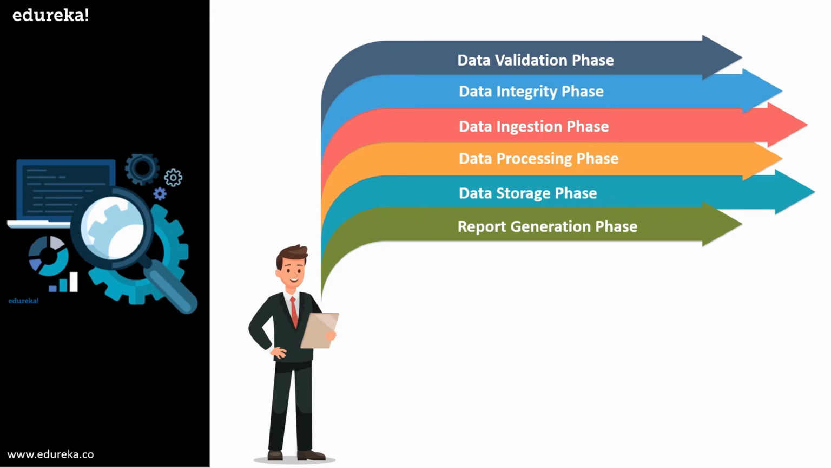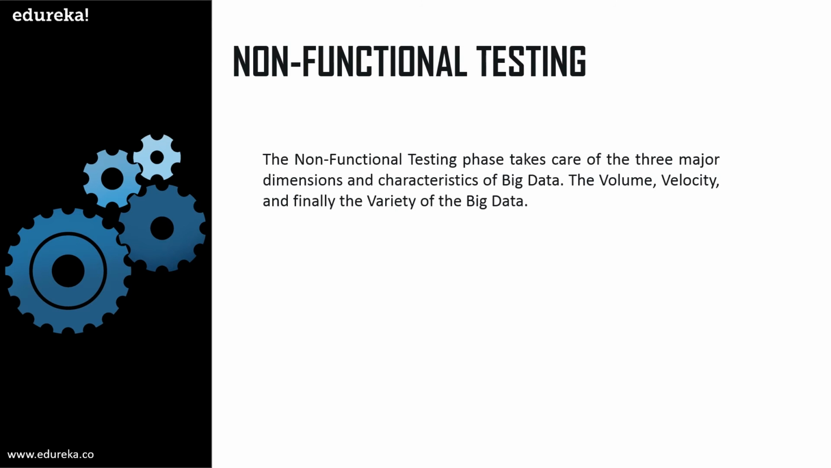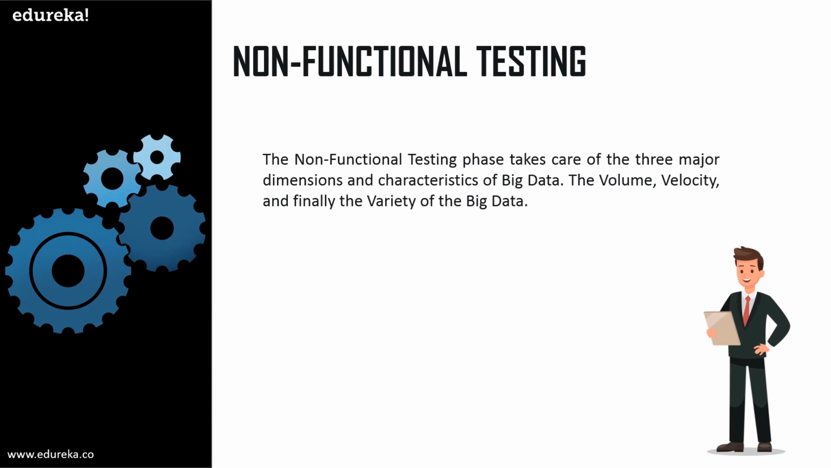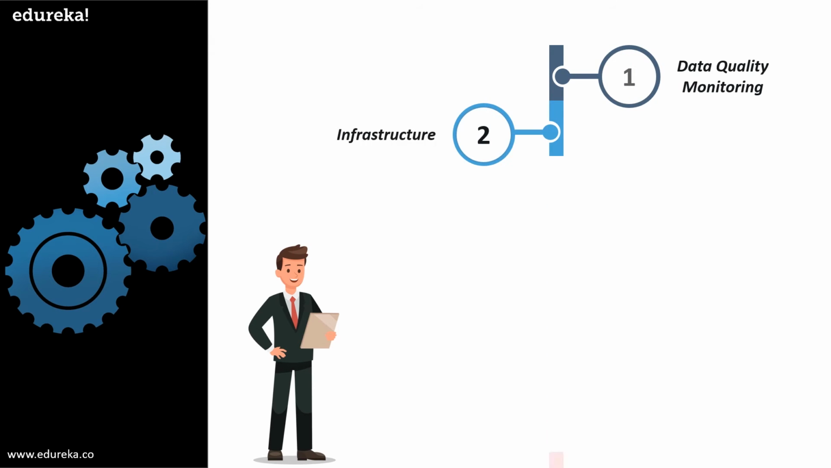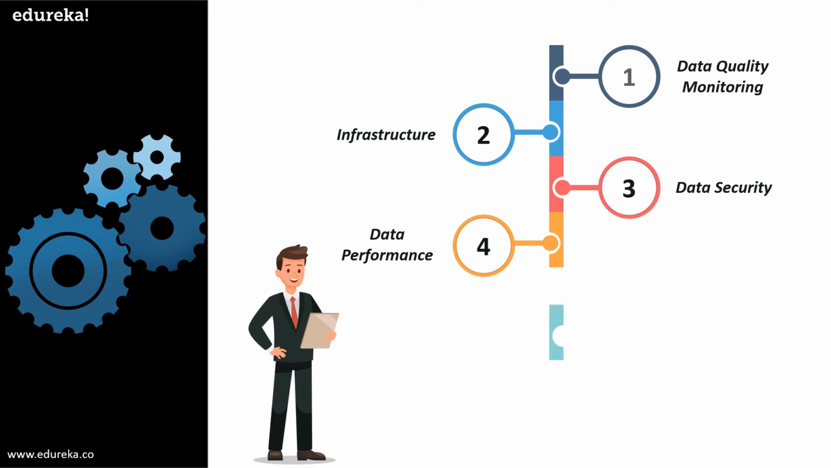So this was the functional testing. Now let's move ahead and understand non-functional testing. The non-functional testing phase takes care of three major dimensions and characteristics of big data, which are the volume, velocity, and variety of big data. There are 5 stages involved in non-functional testing, which are data quality monitoring, infrastructure, data security, data performance, and the failover testing mechanism.